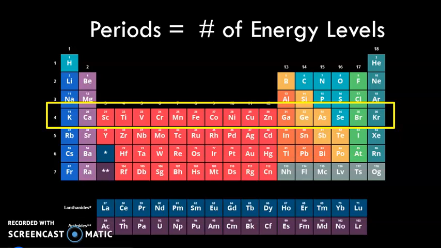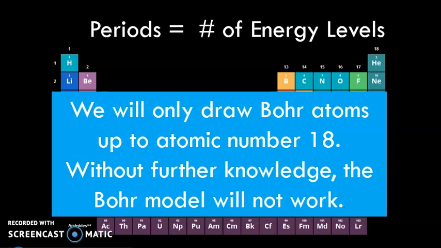Before I go any further than what I have highlighted on the screen, I just wanted to let you know that we're only going to be drawing Bohr models of the atoms for up to and including atomic number 18. Without some further understanding, the Bohr model is not really going to work. We're going to learn a little bit more about using Bohr models later on for atomic numbers beyond 18, but we need to understand a little bit more about matter and energy first. So here we go.